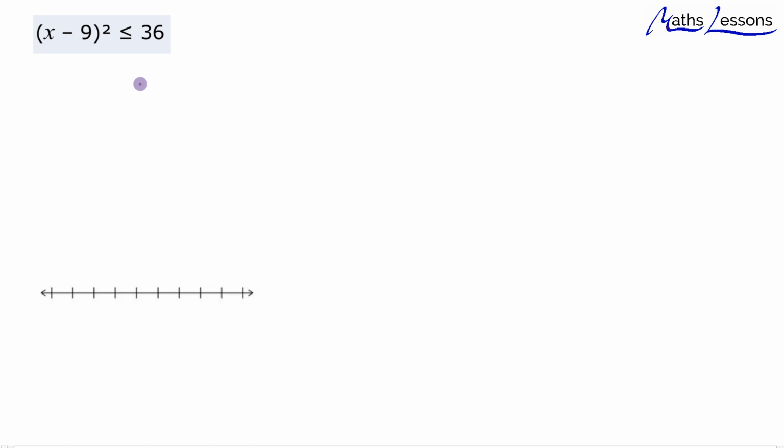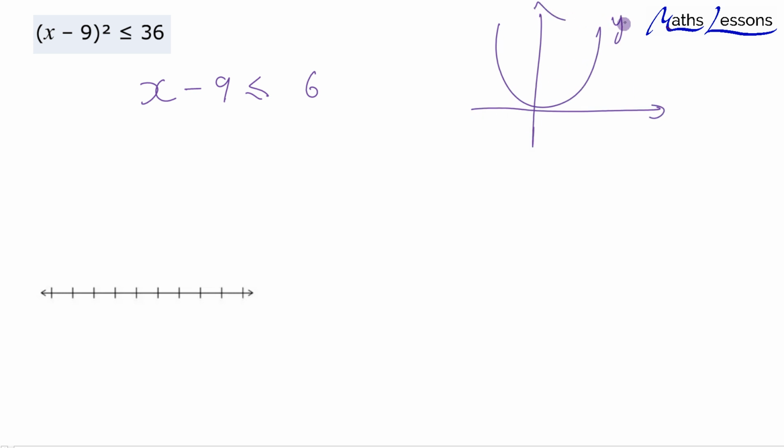We're going to square root both sides, so we're going to get x minus 9 is less than or equal to 6. Think about what the x squared graph is. This is y equals x squared, and where it equals 36, we got 6 here, and then we got minus 6. Those are our boundary values. And we want to be less than 36, so less than 36 is all this part of the graph. Okay, so it's between minus 6 and 6.